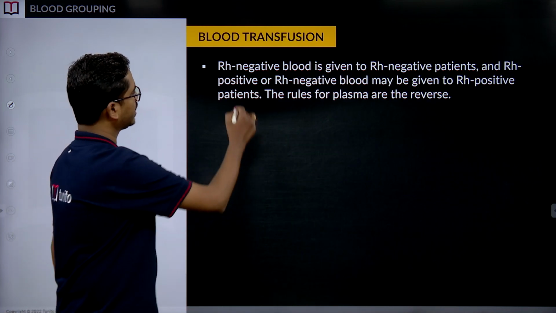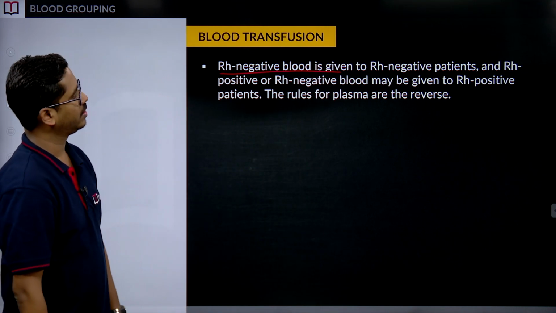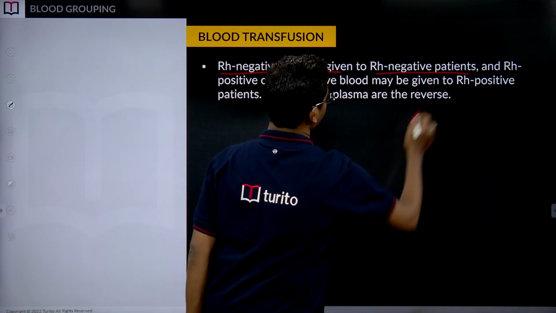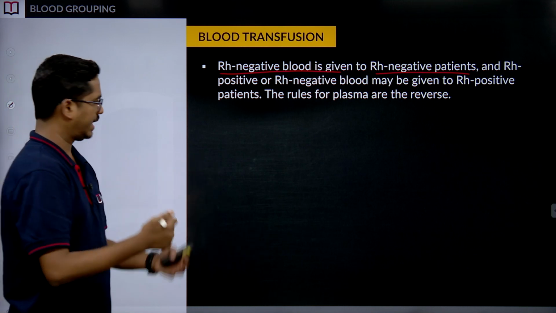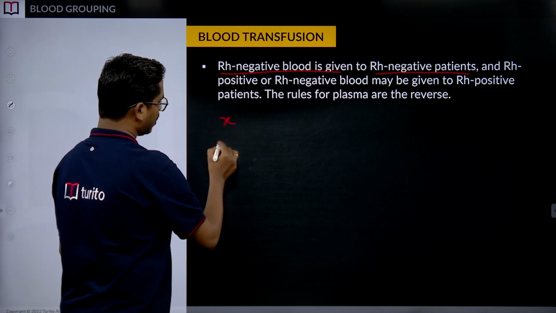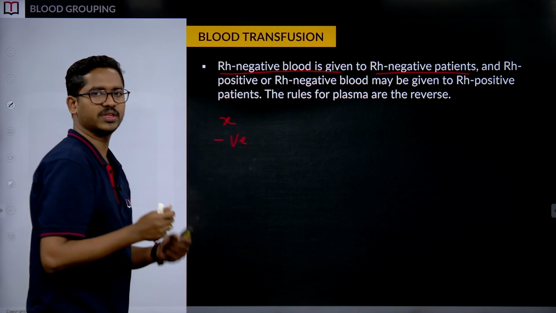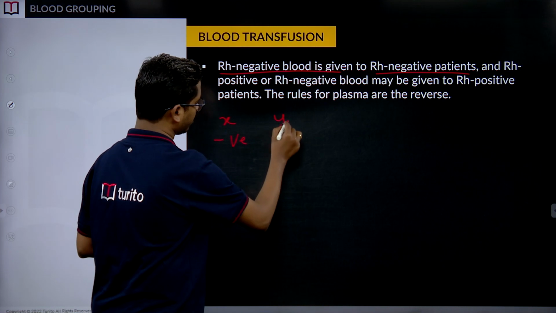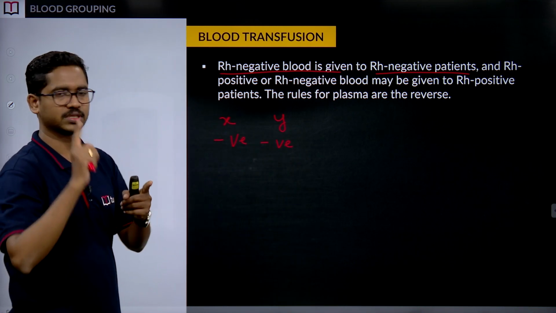So, Rh negative blood, now this is the picture what you have to understand in detail. Rh negative blood is given to Rh negative patients. So, that is the first condition. That means, X person, okay, having let us say some blood group with negative, that means there is no antigen with them, right, that is given to a person with again no antigen. So, that is possible, that is the first condition.